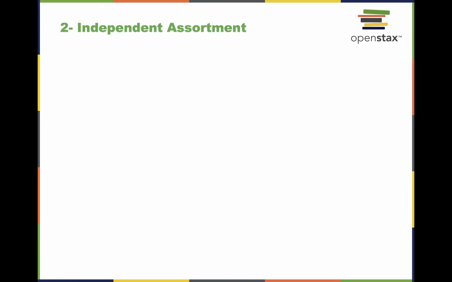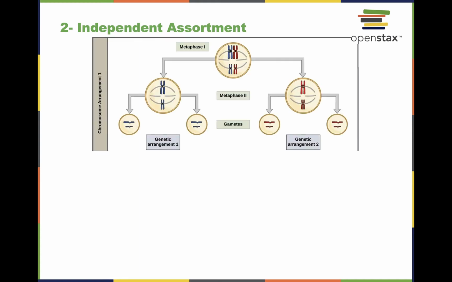The other mechanism for producing variation is independent assortment, and that has to do with the way homologous chromosomes line up at the metaphase plate. So imagine you have 2 pairs of homologous chromosomes, and one set, let's say, that comes from the father is blue, and the other set that comes from the mother is red.